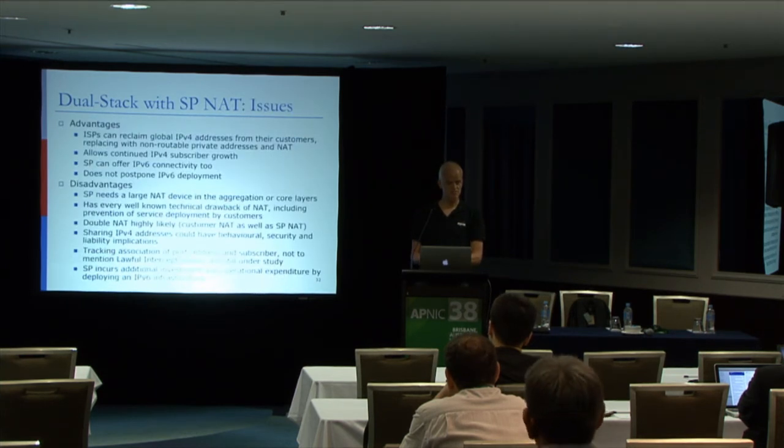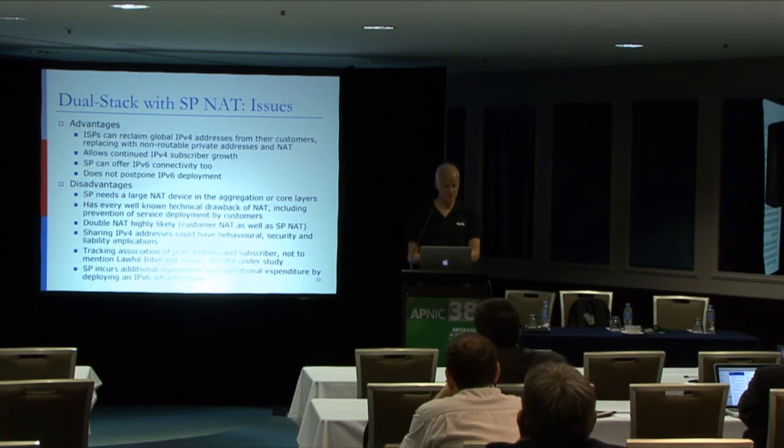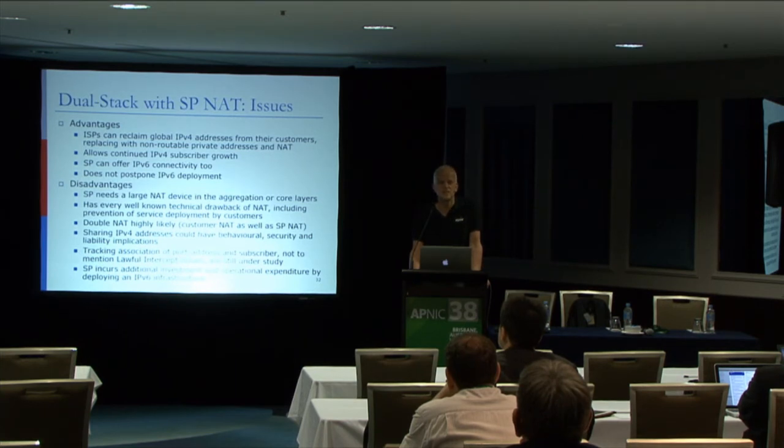So advantages, network operators can reclaim global V4 addresses, of course. It allows continued V4 subscriber growth. The service providers can offer V6 connectivity as well, doesn't postpone V6 deployment. Service provider needs a large NAT box. They know the deficiencies and the problems with it, but at least they don't have to do NAT for all the traffic. So the customer's going to the likes of Google and YouTube and LinkedIn and Facebook and so on, all the major things that they'll be using. Akamai is the other one I forgot to mention. It's all V6. So your major download things that the end users are doing are going to be V6, V6, V6. So you just have to deal with NAT running through for some of the legacy things.